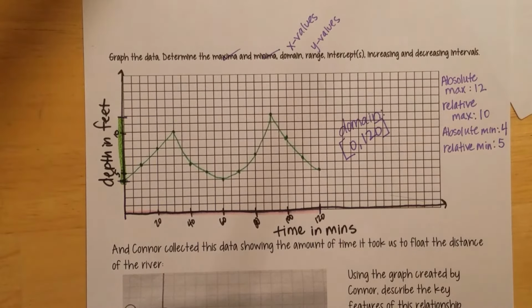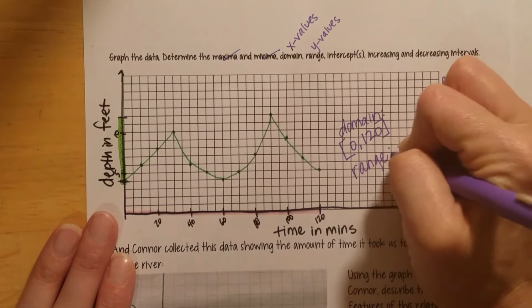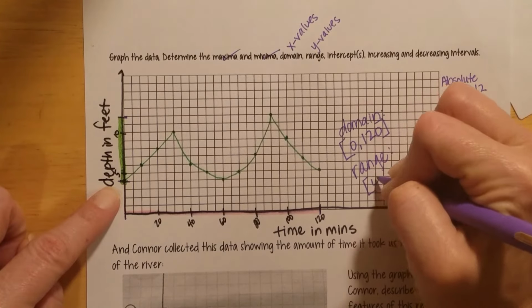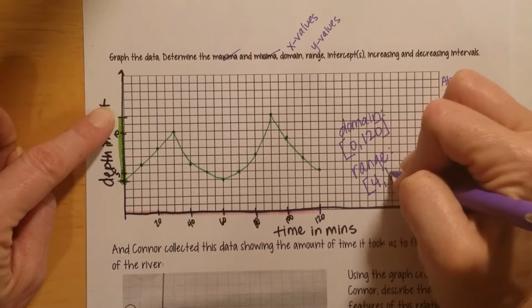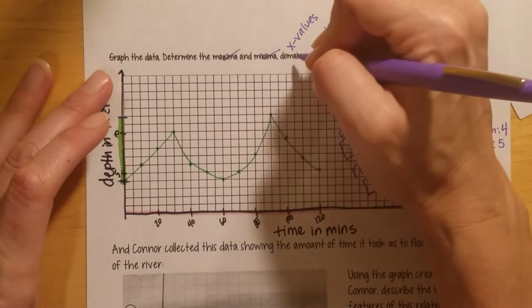Okay, so now all I have to do is write that down, my range in interval notation. And again, these are endpoints, so they're included. So it's from 4 and it goes up to 12. Okay, all right, so we've got our domain and our range done.